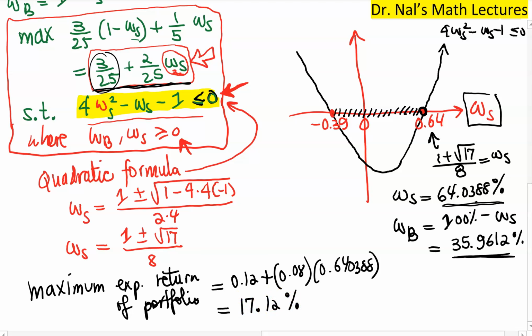That's it. We were able to construct a portfolio, and our portfolio consists of 64% stocks and roughly 36% bonds. With that portfolio mixture of securities, we can achieve a 17.12% return without exceeding a variance above 0.005, or 1 over 200. That's the solution to this constrained optimization problem, namely this portfolio optimization problem.